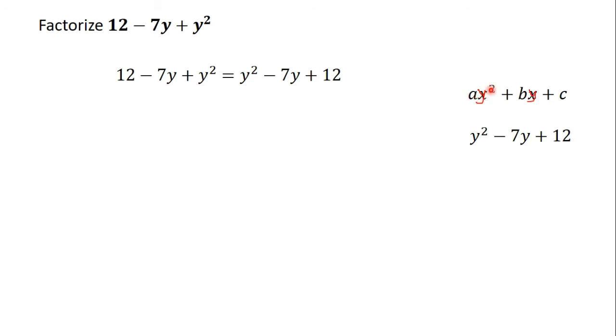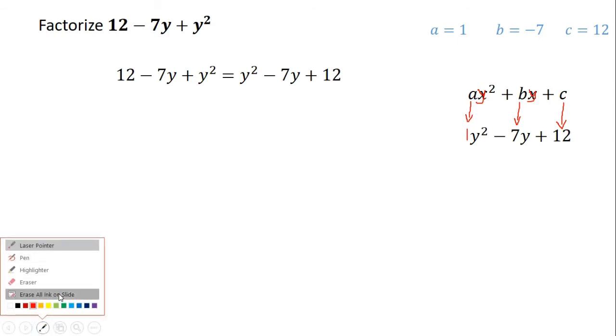a is the coefficient of y squared here. When you come here, 1 is the coefficient of y squared. So the coefficient of y squared here is 1. So we can say that a is equal to 1. We have plus by here, we have minus 7y. So b is minus 7. We have plus c here, we have plus 12. So c is 12. So now we have the values of a, b, and c. a is 1, b is minus 7, and c is 12.